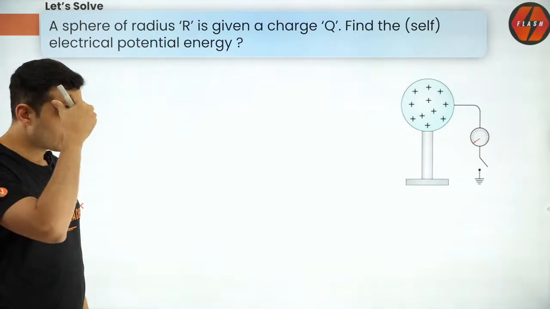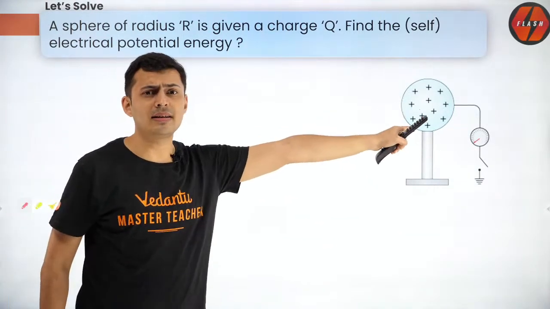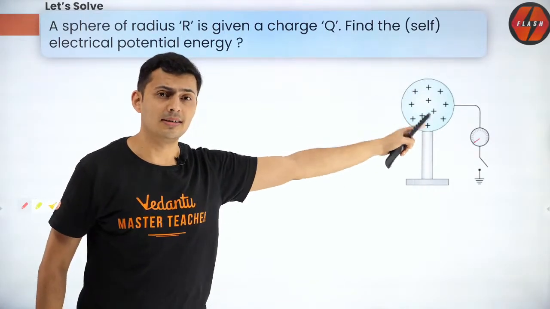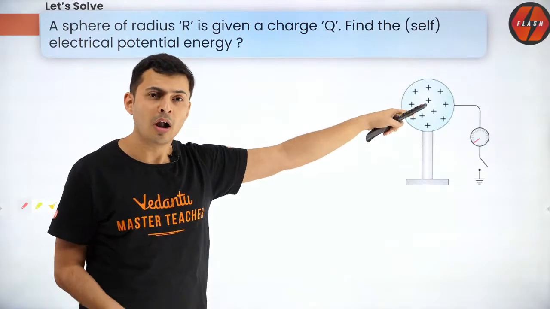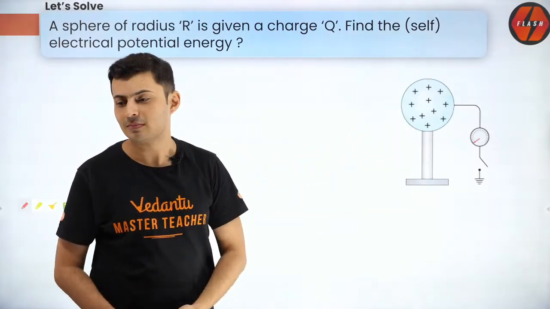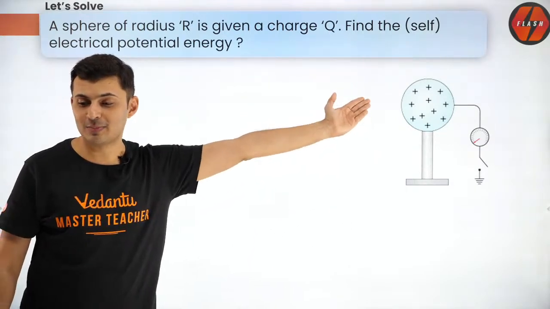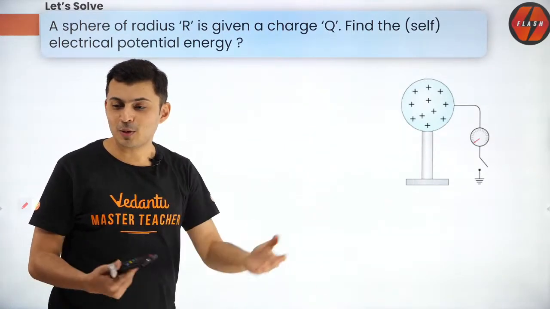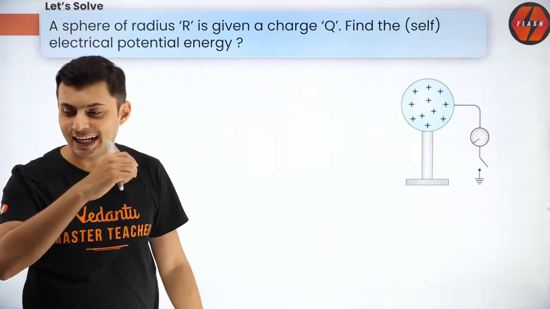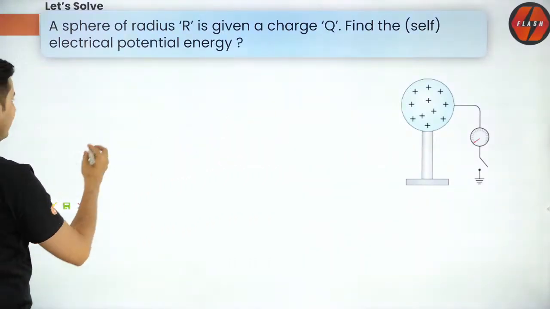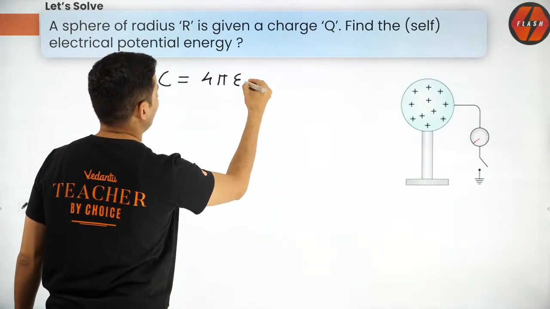So what to do? Guys, isn't this a capacitor? Which type of capacitor is it? Is it a sandwich? Is it a roll? Is it a pani puri inside a momo? Or is it a laddu? It's a laddu. Correct. So what is the capacitance of a laddu? It is 4 pi epsilon naught r.